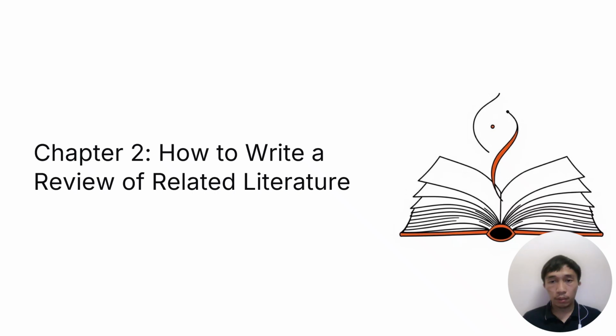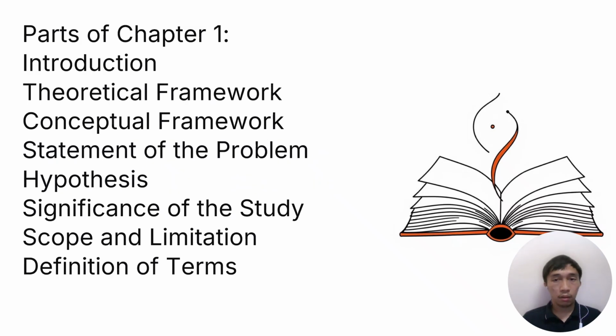So in today's topic, we are going to discuss chapter 2 on how to write a review of related literature. Before I discuss chapter 2, let's do a little recap on chapter 1. In the previous topic, I discussed the parts of chapter 1. We have the introduction, theoretical framework, conceptual framework, statement of the problem, hypothesis, significance of the study, scope and limitation, and lastly the definition of terms. Those are the parts of chapter 1.